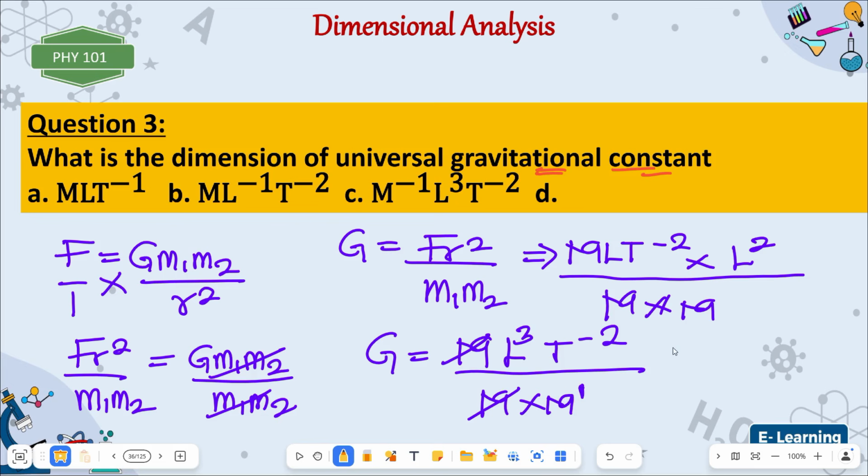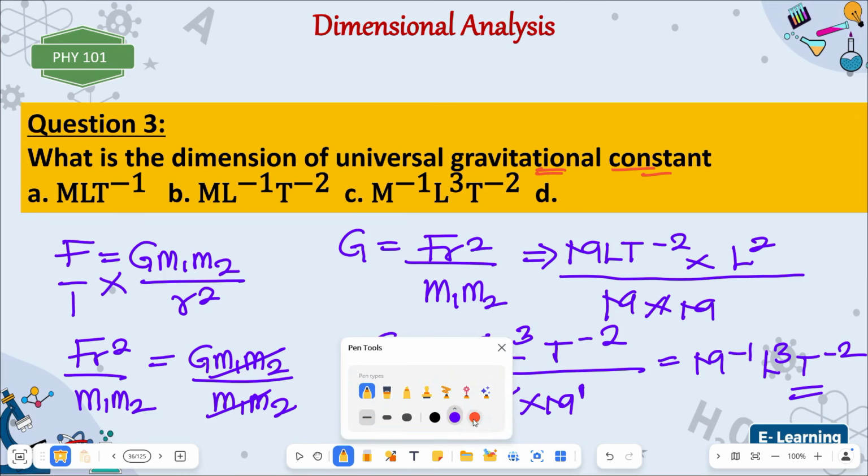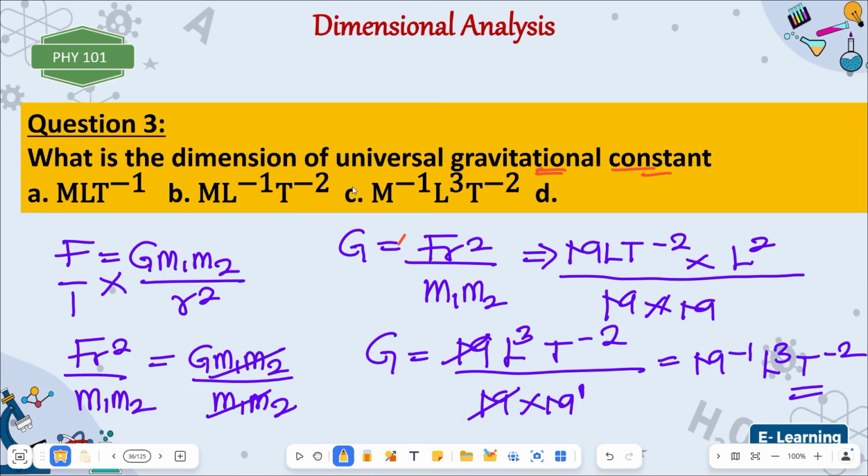So if it crosses off, becomes what, my dear student? M minus 1, L to the power of 3, T minus 2. All right, so G is M minus 1, L to the power of 3, T minus 2, which is option C as the correct answer to this question. It's very easy, right? So please take note of it. Very, very important.